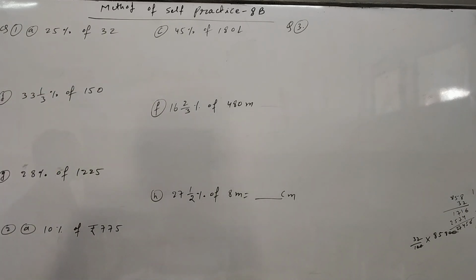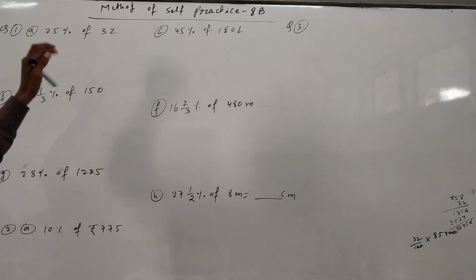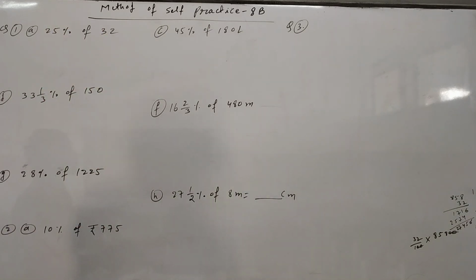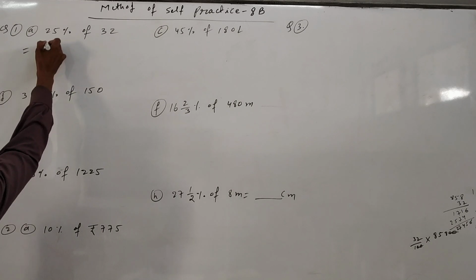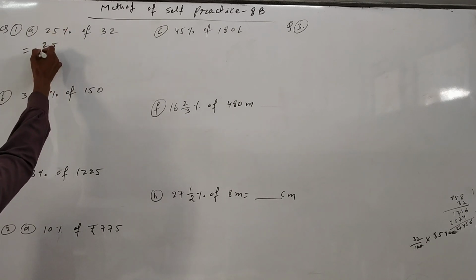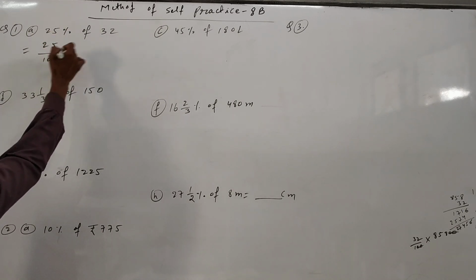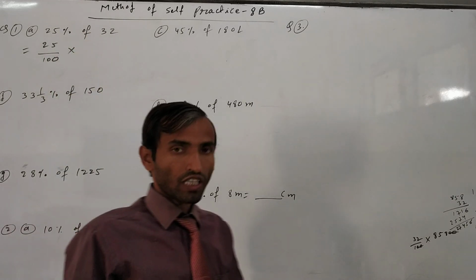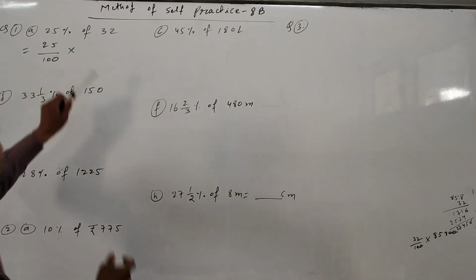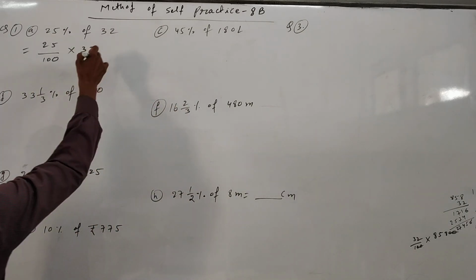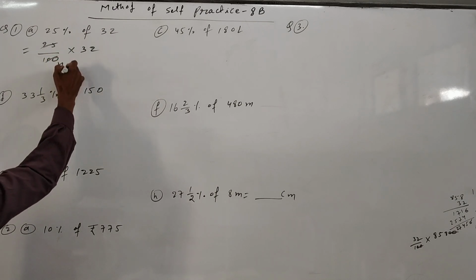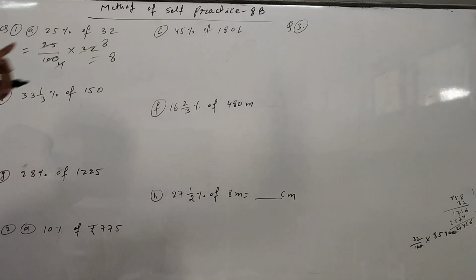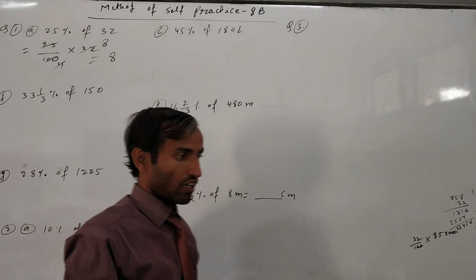Here 25% of 32 is given. It means we have to find how much 25% of 32 will be. So write down 25%. In place of percent we remove the percent sign and it becomes 100. Of means multiply, so put multiply 32. Now cancel 25 with 100, and by 4 it cancels out to 8. So the final answer is 8. So 25% of 32 will be 8.